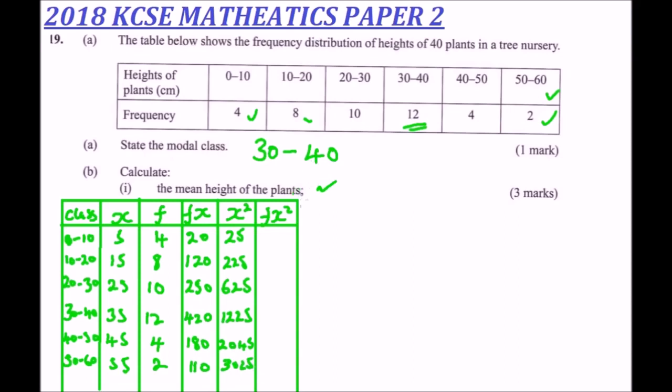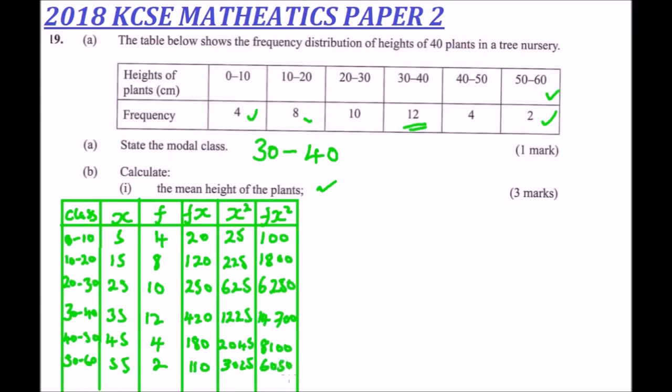Finally, we multiply our frequency by x squared. That is 4 times 25, which gives us 100. Then 8 multiplied by 225 gives us 1800. Then 10 multiplied by 625 is 6250. Then 12 multiplied by 1225 gives us 14,700. Then 4 times 2025 gives us 8,100. And finally 2 times 3025 gives us 6,050.